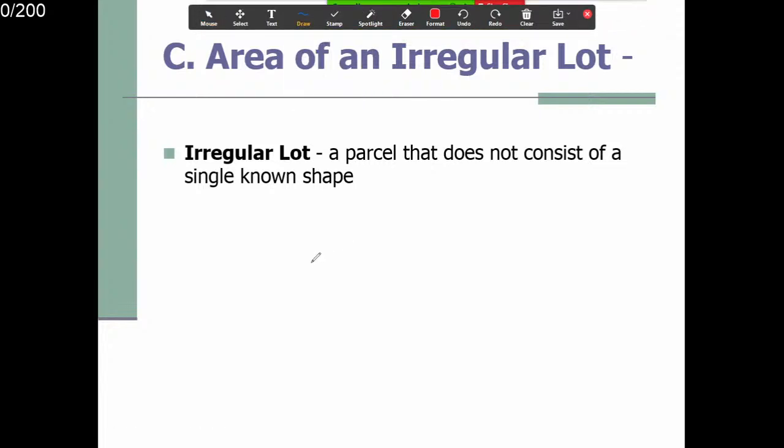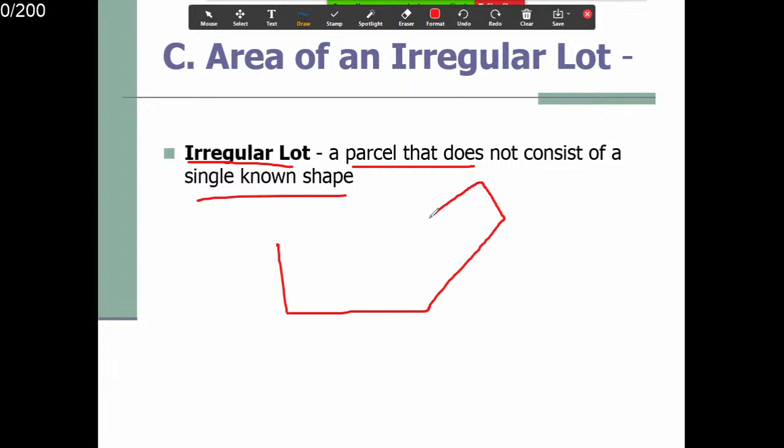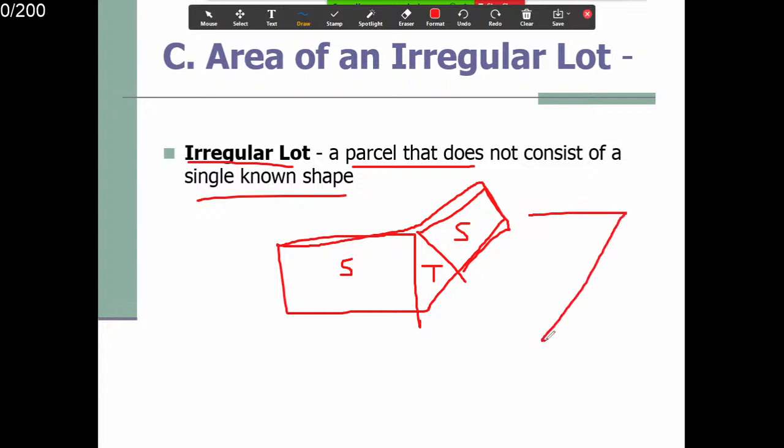What about an area of an irregular lot, right? What if I have an irregular lot, a parcel that does not consist of a single known shape? Okay, it could be something like this. Okay, so basically you just divide that up, right, into 2 squares, right? Square, and then a triangle, right? Or you have some weird shape like this. Okay, how do you do that, right?